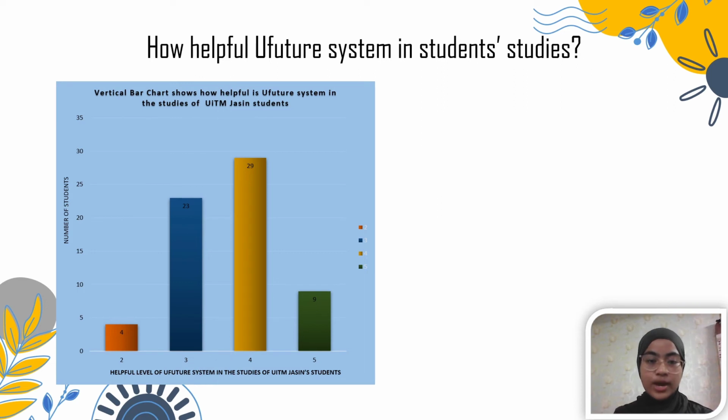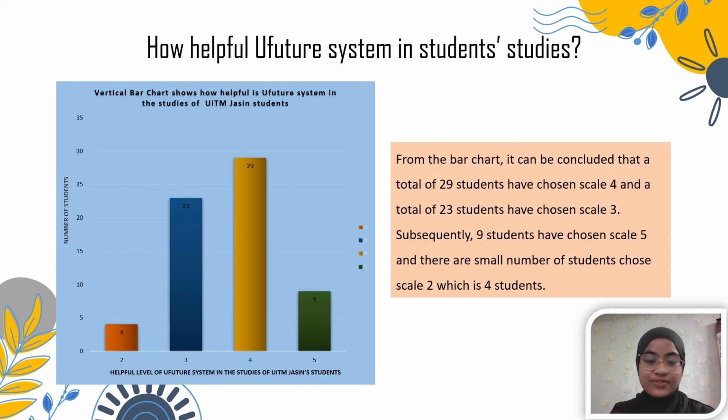Finding number 10. How helpful is the UiFuture system in student studies? The bar chart shows the level of how helpful the UiFuture system is in the studies of UiTM Jasin students on a scale of 1 to 5, which starts from unhelpful to very helpful. From the bar chart, it can be concluded that a total of 29 students have chosen scale 4, and a total of 23 students have chosen scale 3. Subsequently, 9 students have chosen scale 5, and a small number of students chose scale 2, which is 4 students.